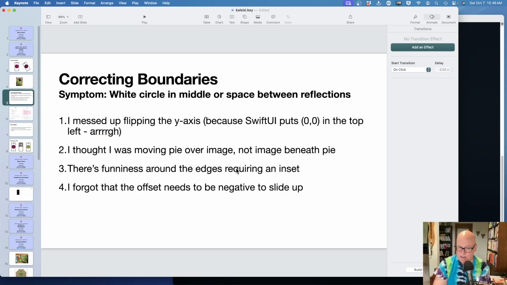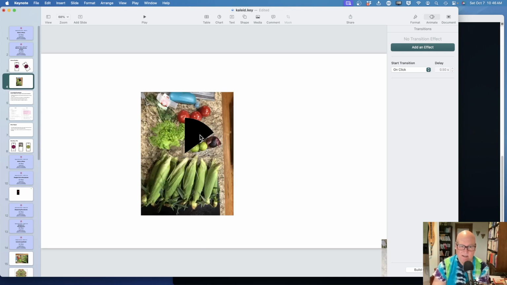There's funniness, and there still is a little bit of funniness around the edges. So we do an inset. And I think what's going on is if you're right at 0, there's a little ambiguity about, are you in the shape or out of the shape?